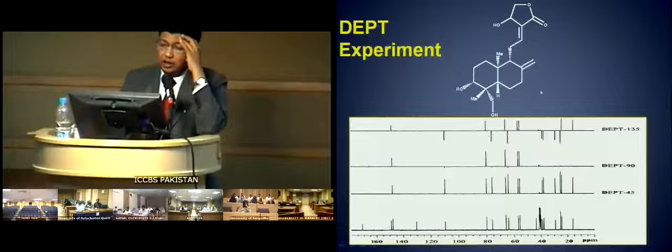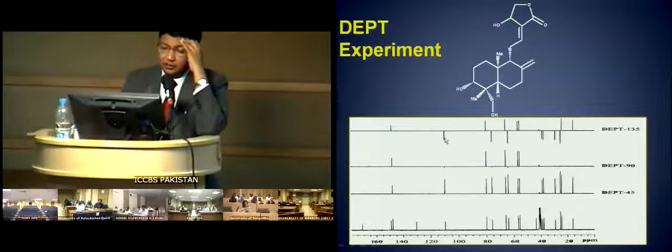Now CH2s. How many CH2s? 1, 2, 3, 4, 5, 6, 7. There are 7. The most downfield one should be this CH2, and all are well spread, and you can recognize them. These would be very close to each other, and this one, and these CH2s next to an OH would be downfield.